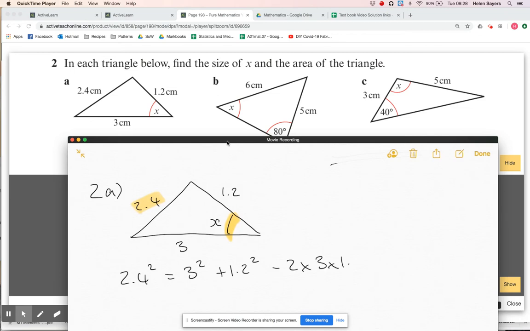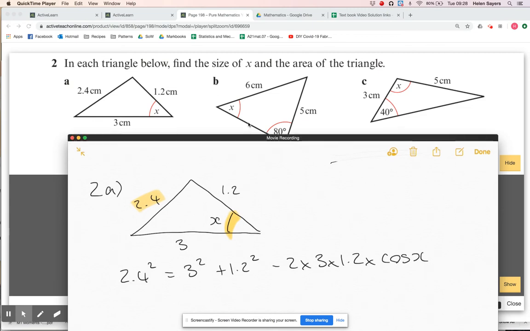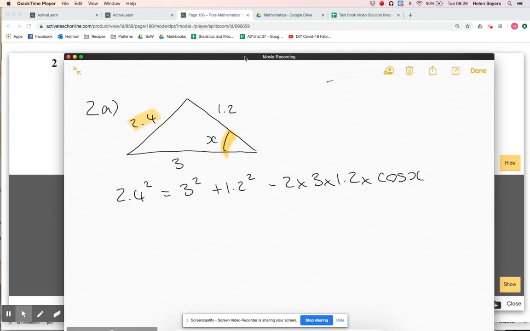Hopefully you're familiar with cosine rule, or you'll need to just go and have a read up on that. I know some people do use the rearranged version of cosine rule where you have the angle as the subject. If you prefer to do it like that, then that's absolutely fine. So what's that going to give me? 2.4 squared, 3 squared plus 1.2 squared, times 2.